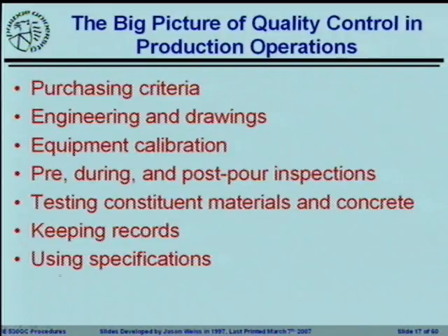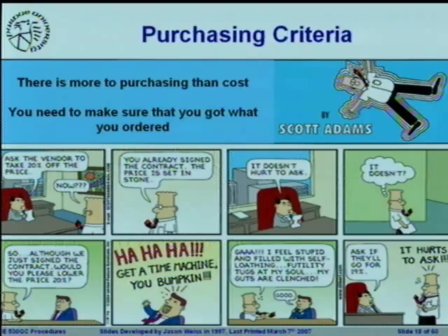So you'll see things being saved like purchasing criteria, engineering drawings, equipment calibrations, pre-, during-, and post-pour inspections, and the test results from constituent materials. All right, we have to keep records, and we have to follow specifications. We'll try to go through these in a little bit better fashion here. Purchasing criteria.